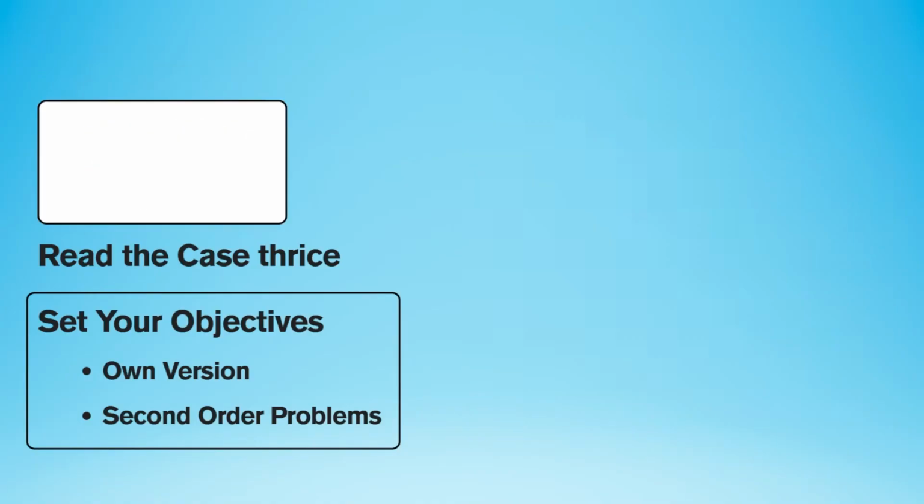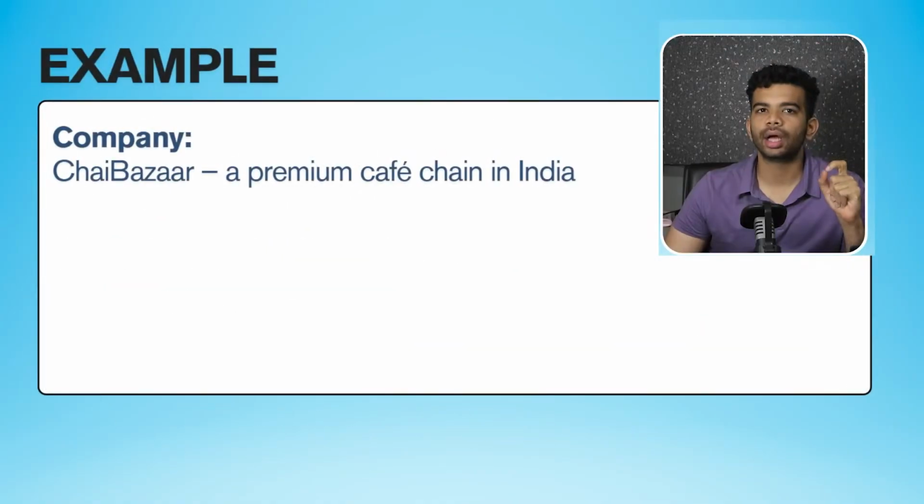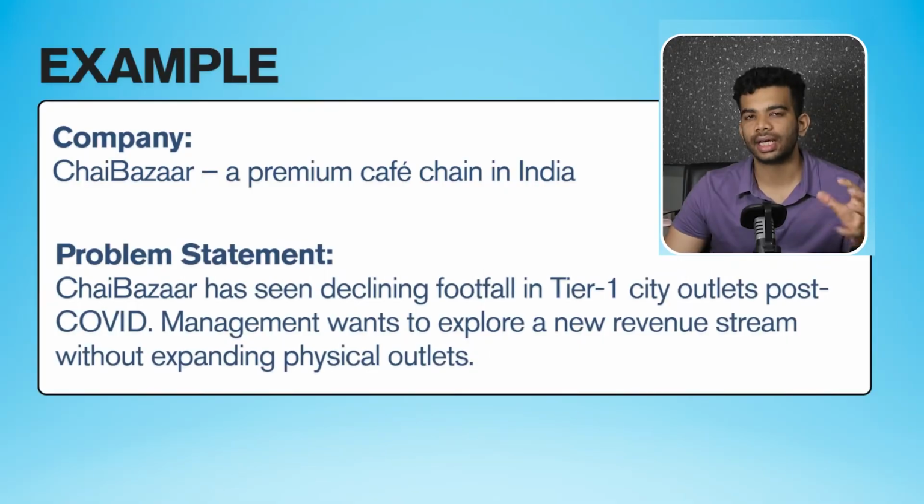Now एक simple example लेते हैं. There is a hypothetical company which is known as Chai Bazaar. It is a premium cafe chain in India, and the problem that they are facing and that we have to solve is that they have been seeing a decline in tier 1 city outlets, declining footfall in tier 1 city outlets post COVID-19. And the management wants to explore new revenue streams, meaning they want to increase their revenues, but we have been given a constraint. That means we cannot expand the physical outlets. So that is one thing.